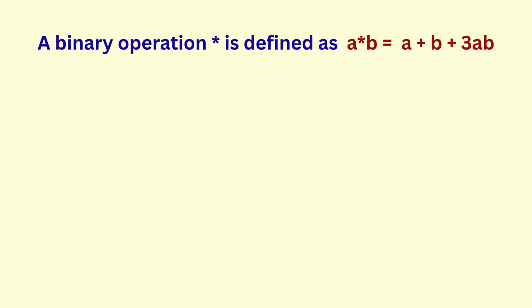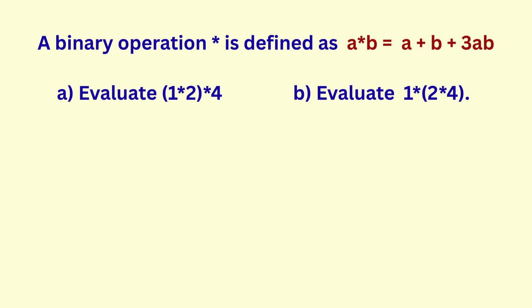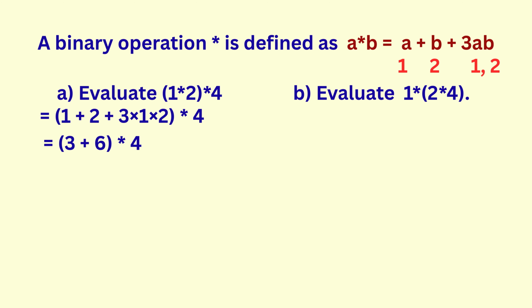Let's try a problem. A binary operation star is defined as shown. Evaluate the following, then determine whether the operation is associative. In part A, we need to calculate the bracket first. So replace A with 1 and replace B with 2, and we get 1 plus 2 plus 3 times 1 times 2, which is 3 plus 6. So the bracket works out to be 9.